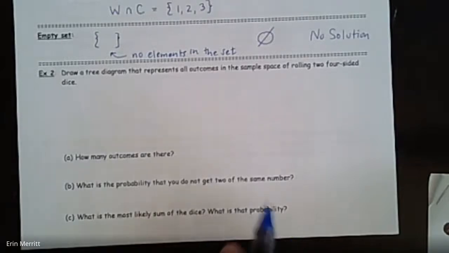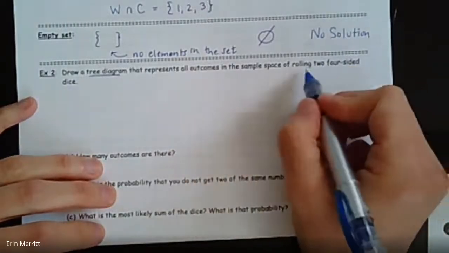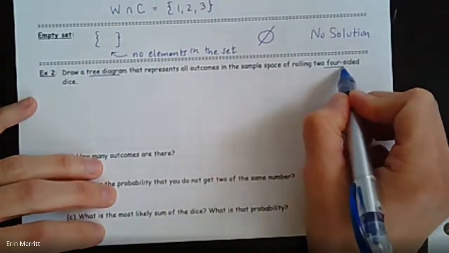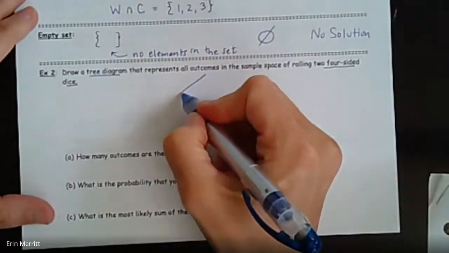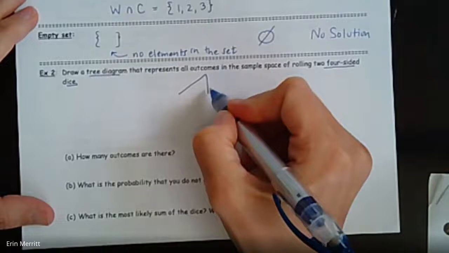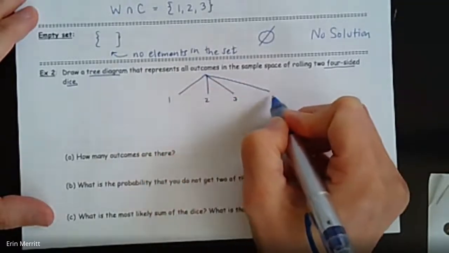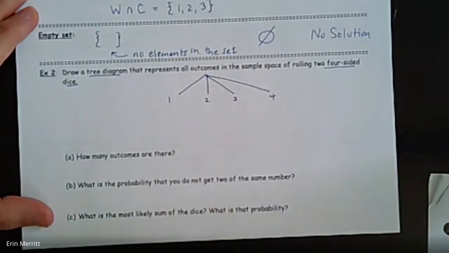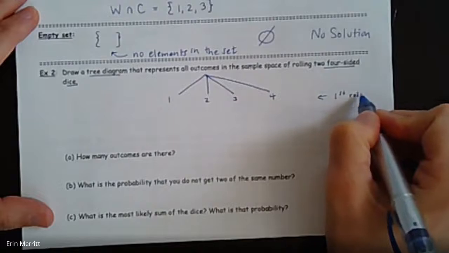So it says, draw a tree diagram that represents all outcomes in the sample space of rolling 2 4-sided dice. All right, so 4-sided dice, those would be little triangular pyramids, if you can think geometry style. That's how you'd have 4 sides there. So the idea is when you roll the first time, there's 4 things that could happen. You could land on a 1, a 2, a 3, or a 4. At least that's what I'm assuming the sides would be. All right, so that's your first roll.